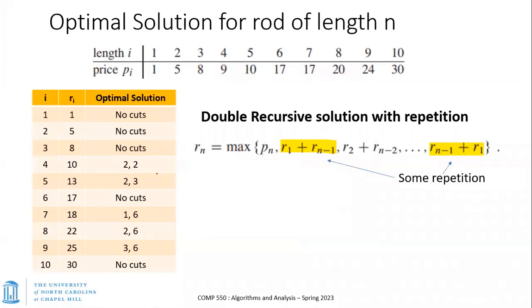So one way to solve this is the following. I'm going to say, well, Rn is the optimal revenue. So this would be based on a maximum. And you'll see that this maximum comes up in dynamic programming algorithms, right? Because you don't really know which is the optimal solution, so you have to look through all the possible smaller solutions, okay?